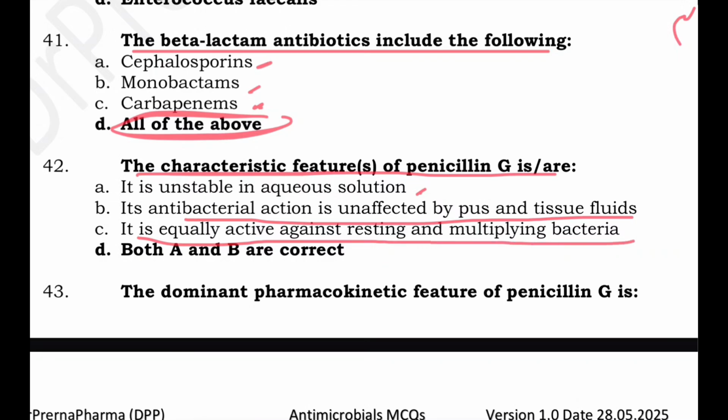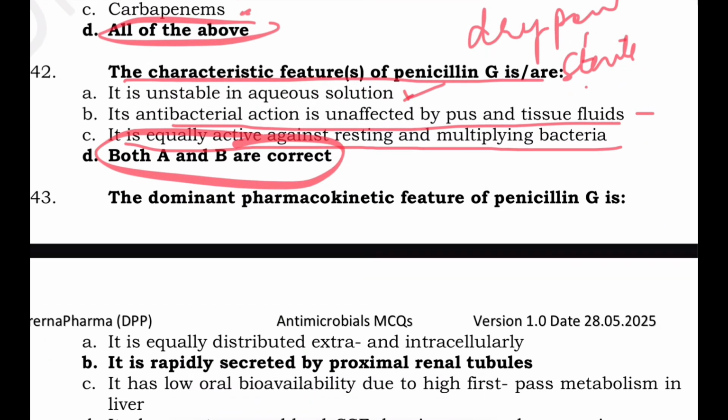So this activity, antibacterial action. Now penicillin G usually is available as a dry powder and reconstituted with sterile water at the time of injection. So one is this, and then its antibacterial action: pus and body fluids, blood, tissue fluids, they do not interfere with the antibacterial action. So both A and B are correct.